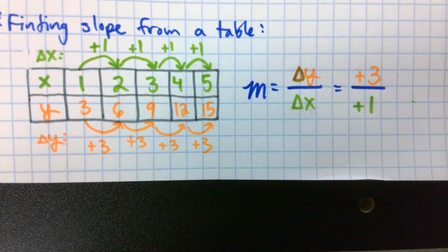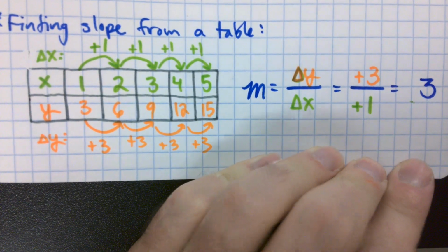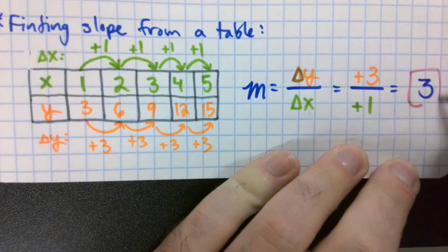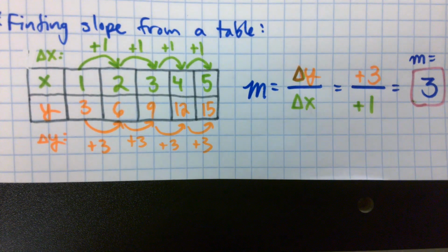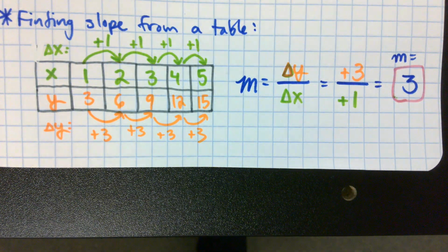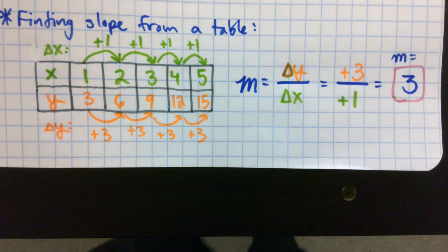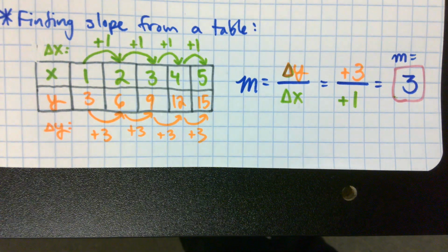Can we simplify 3 over 1 at all? What would 3 over 1 be equal to? 3. There's our slope. M is equal to 3. What happens when we divide a positive by a positive? What's the sign of our answer? Positive, exactly. Just checking. Make sure.